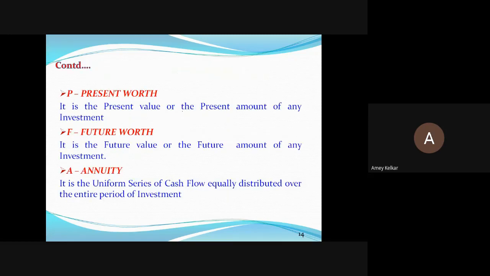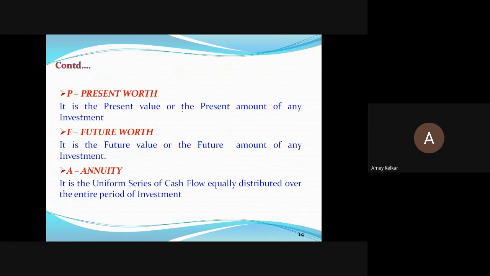Now next, these three terms we have discussed, and they'll be very, very useful and important while understanding the problems. P stands for present worth. It is the present value or present amount of any investment. F stands for future worth. It is the future value or future amount of any investment. And next is annuity, A. It is a uniform series of cash flow equally distributed over the entire period of investment. So annuity is a new word which is introduced. So it is the uniform series of cash flow.